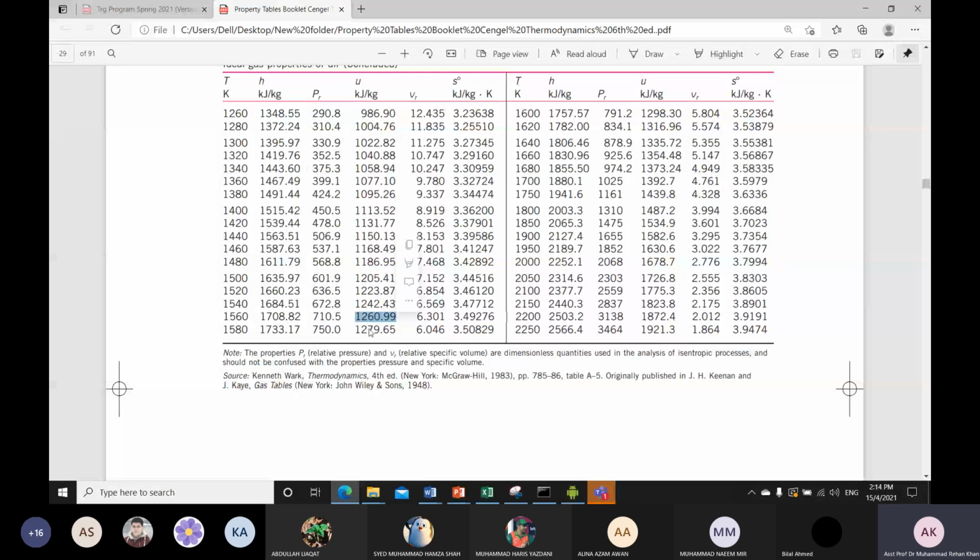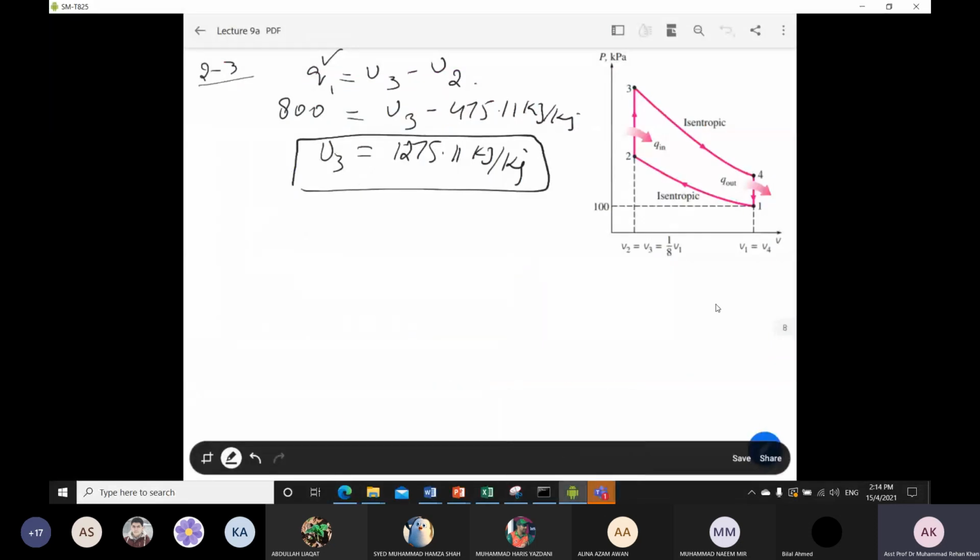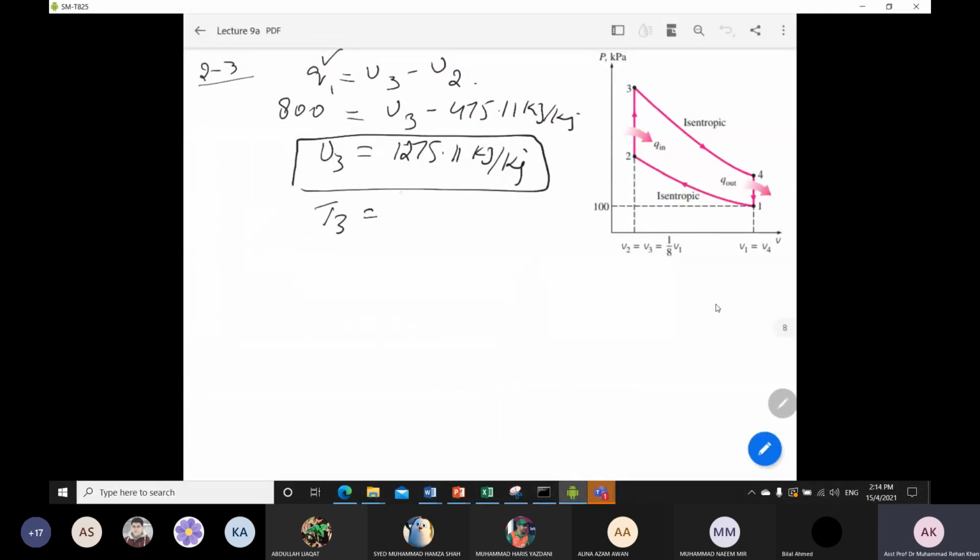1275.11 is in between 1260.99 and 1279.65. So by using linear interpolation for the temperature, and then you also have to apply linear interpolation for your relative specific volume as well, because from this we have to find the other state properties. I'm just going to write down the values, so you have to solve the linear interpolation by yourself. Your T3 value is equal to 1575.1 Kelvin, and the relative specific volume at 3 is equal to 6.108. These both come from your interpolation.